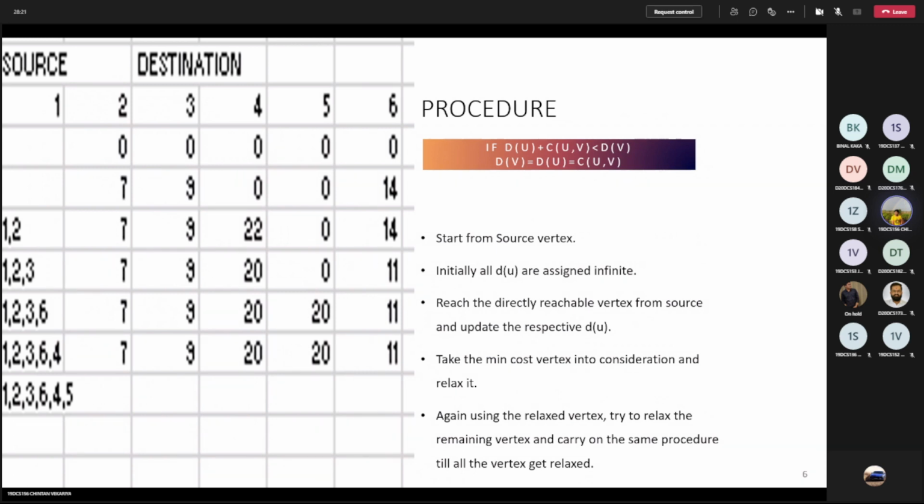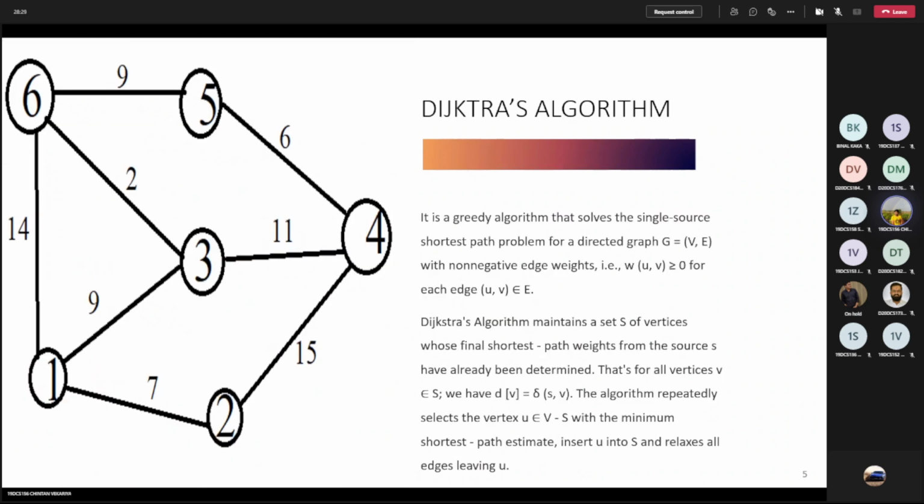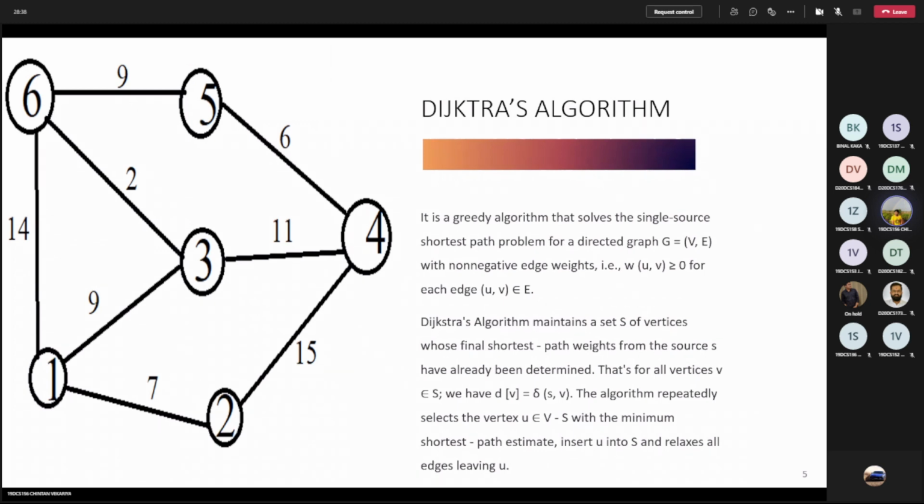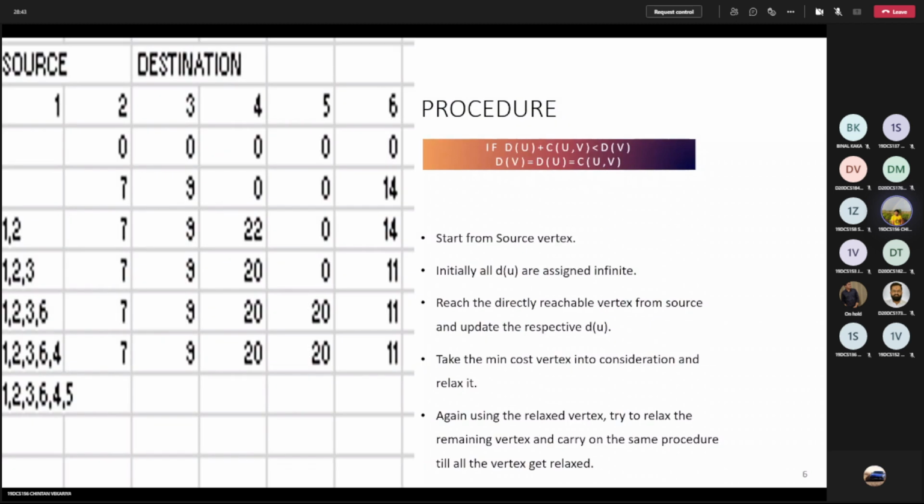Let us consider the source node as 1. The other nodes are 2, 3, 4, 5, 6. I have marked them here as 0, meaning that there are no current weights assigned to them. Later on, we will see which nodes are directly reachable from 1. That is 1 and 3, 1 and 2, and 1 and 6. We will mark their weights in the table. From here, we will find which weight is the smallest one. We will see that 2 is the smallest one, so we will relax that vertex, that is 1 and 2.